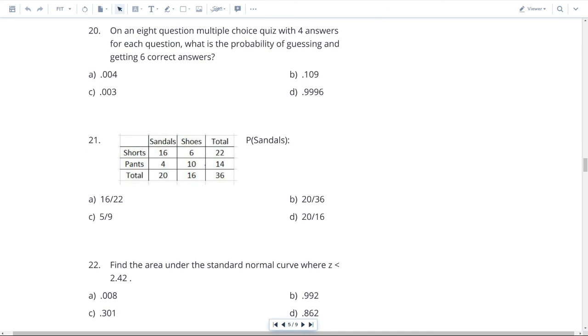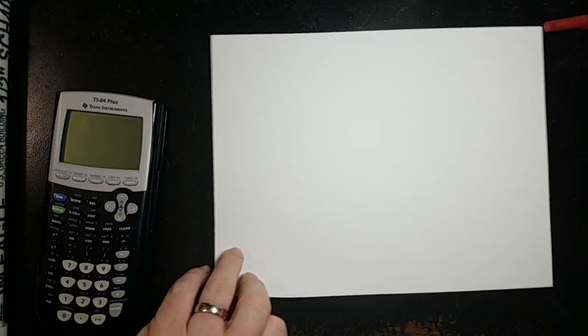Let's see what we got here. Number 20, looks like 61% of you got this right. On an 8-question multiple choice quiz with 4 answers for each question, what is the probability of guessing and getting 6 correct answers? Well, I'm gonna have to go to my top down for a moment.